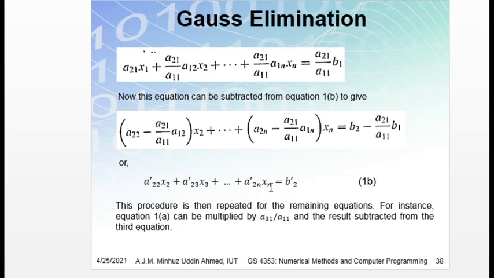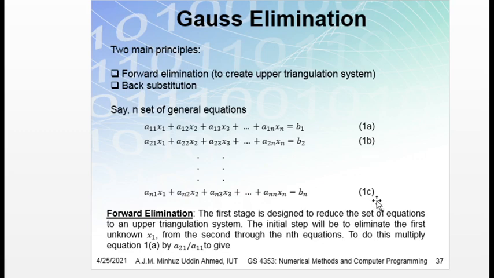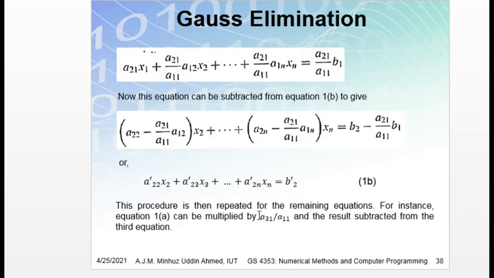So not only 1b will be changed like this, the coefficient of x1 will be vanished from all other equations, all other equations in between this and up to 1c. So for the next equation, 1a will be multiplied by a31 by a11, and the modified equation of 1a will then be subtracted from the next equation, where the coefficient of x1 is a31. So therefore the coefficient of x1 will be vanished from that equation as well.